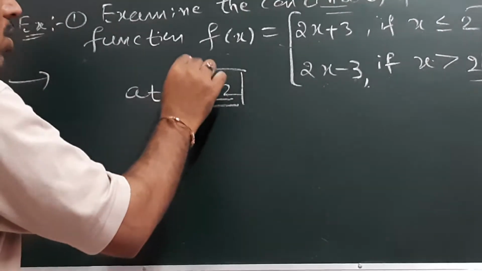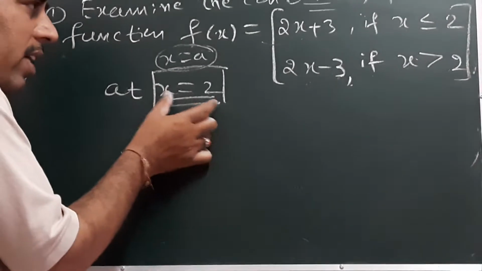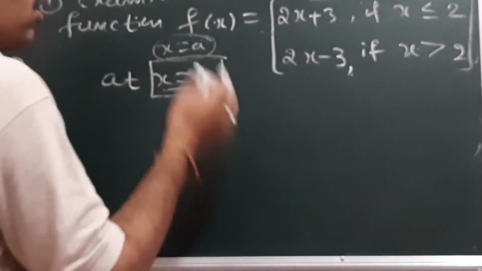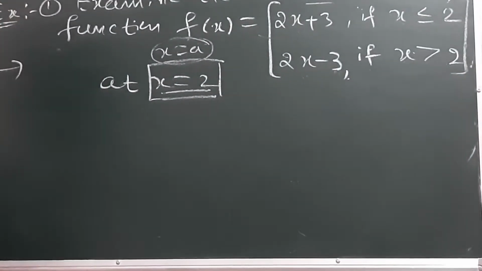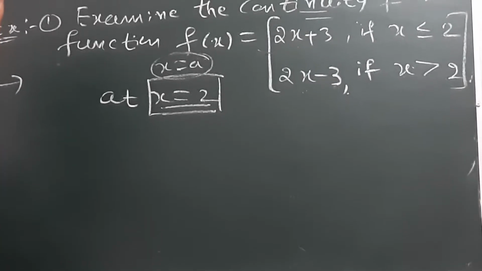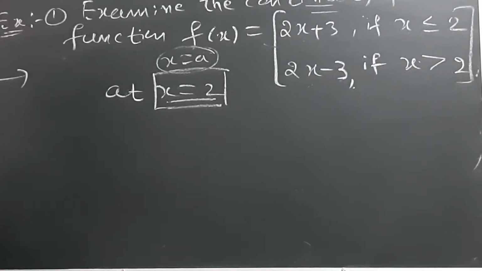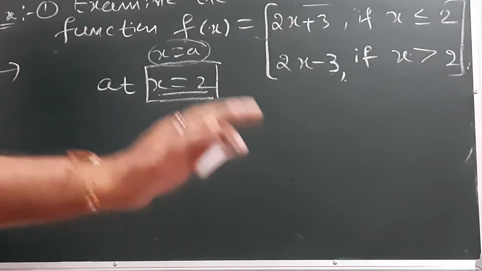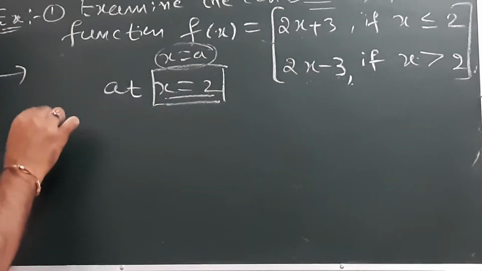This is like x is equal to a, which we discussed in our theory. At this point, let us verify whether the function is continuous or not. For continuity, we have to find the left hand limit and right hand limit. In our previous class, we must remember that to find the left hand limit, we put x is equal to a minus h. For the right hand limit, put x is equal to a plus h and consider the limit of the function. Let me work out the left hand limit.